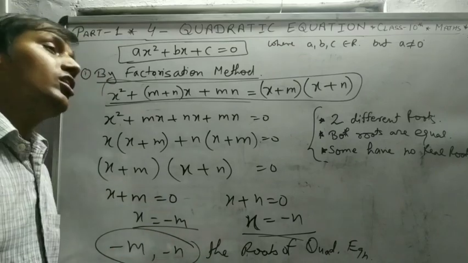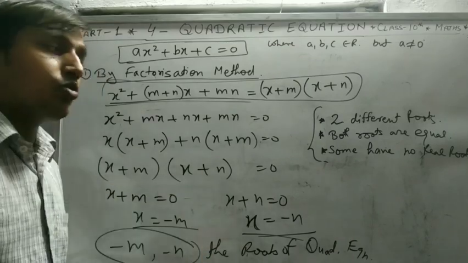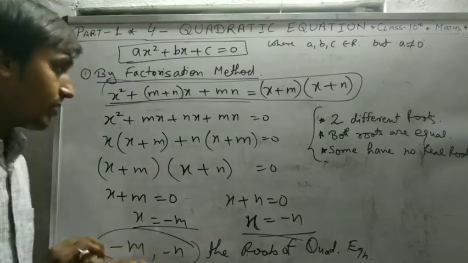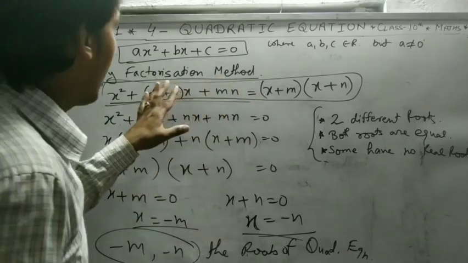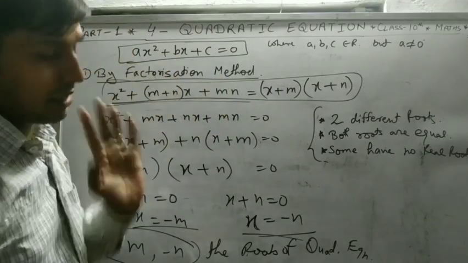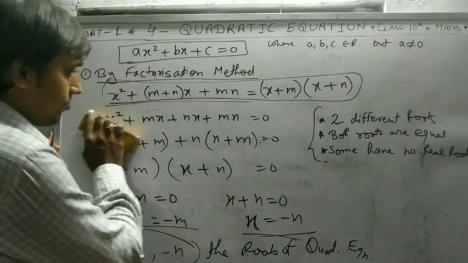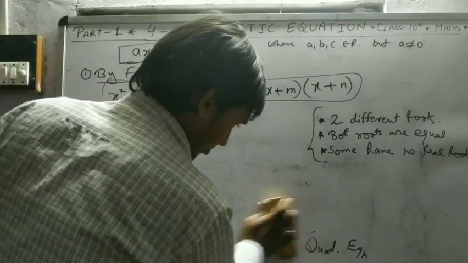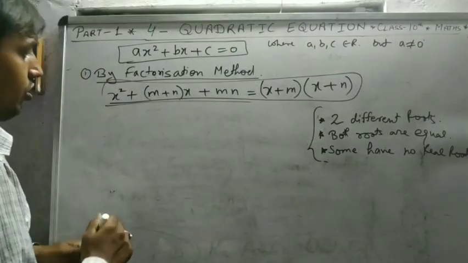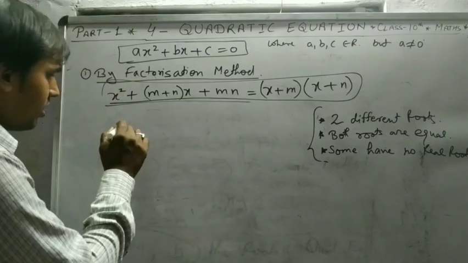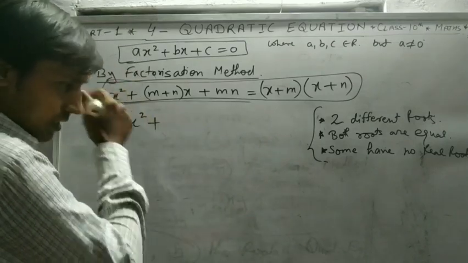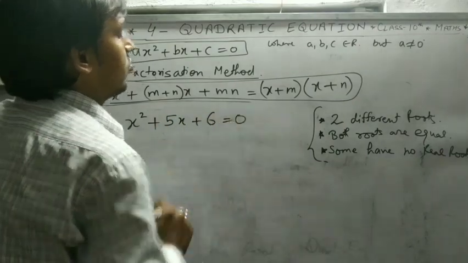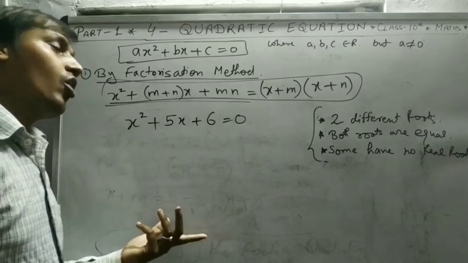In this chapter, how you find the nature of the roots is also discussed. Okay, so first, the first method is solving quadratic equations by the factorization method. Take one very small example: x square plus 5x plus 6 is equal to 0. Find the roots of the equation.